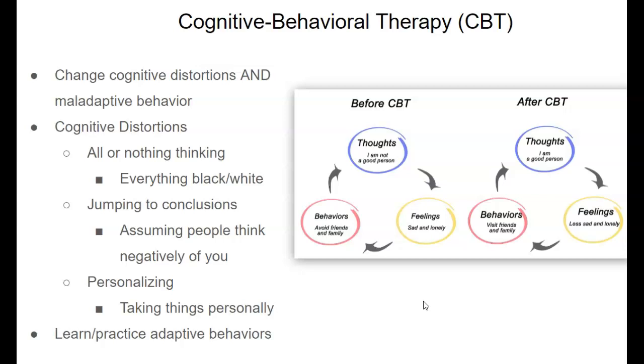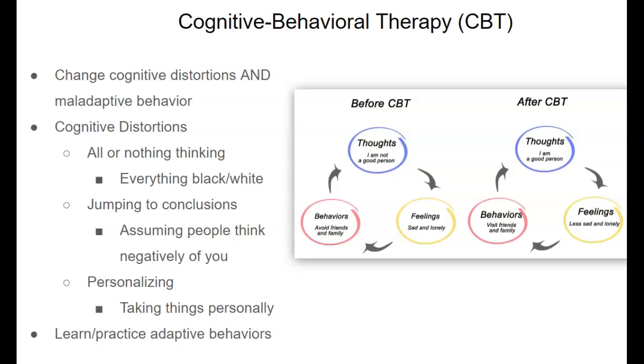Cognitive behavioral therapy is taking that framework. So we're looking at changing cognitive distortions and maladaptive behavior. Some more examples of cognitive distortions are all-or-nothing thinking, and that's when you see everything as black and white. That test went excellent, or it really sucked. You're seeing everything as either really good or really bad. And the reality is that in life, there are things in between, right? Things are not necessarily just all good or all bad.